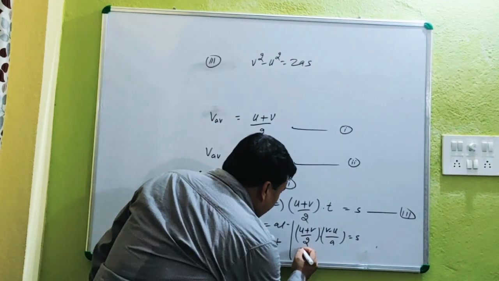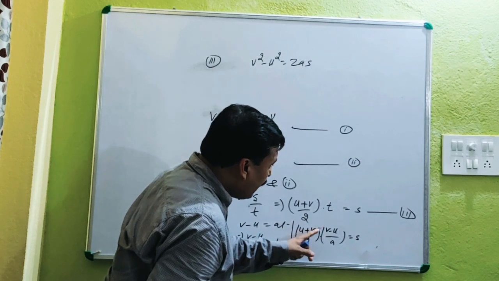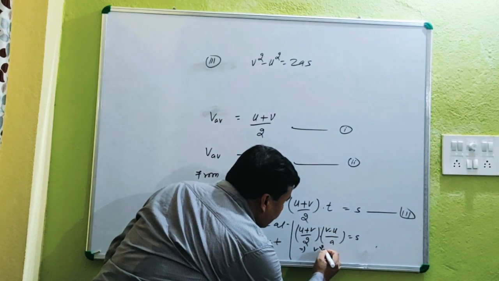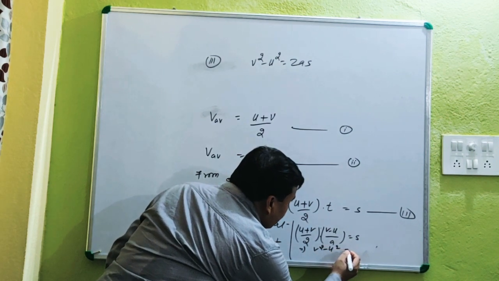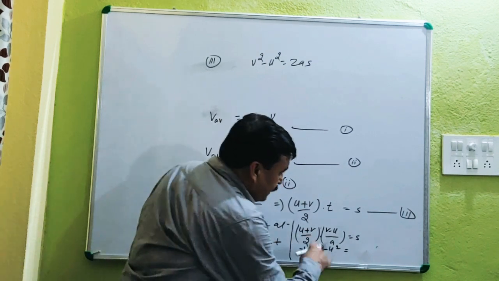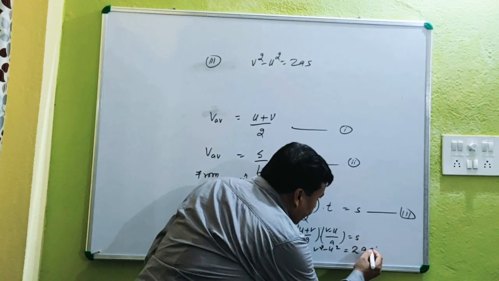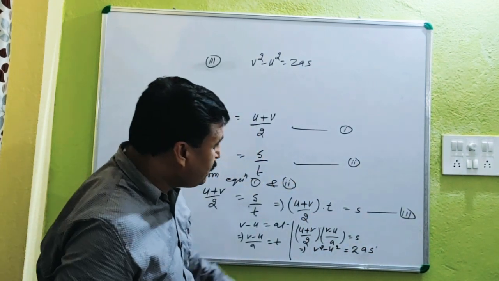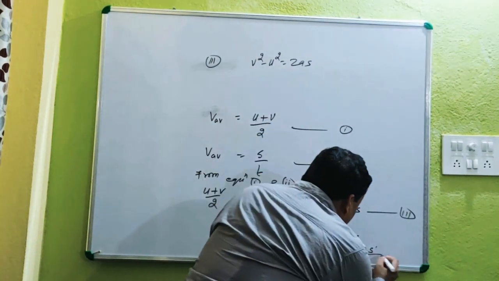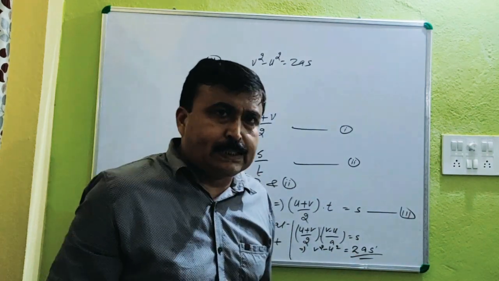Now (a plus b) and (a minus b) means v square minus u square equal to 2 and a is multiplied, and then after cross multiplication we will get 2as. In this way the third equation of motion is derived, v square minus u square equal to 2as.